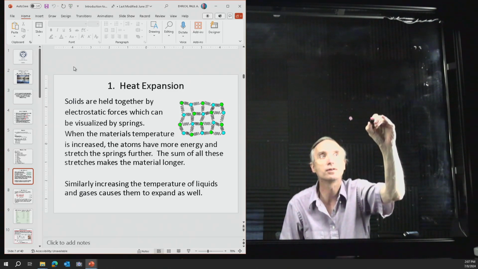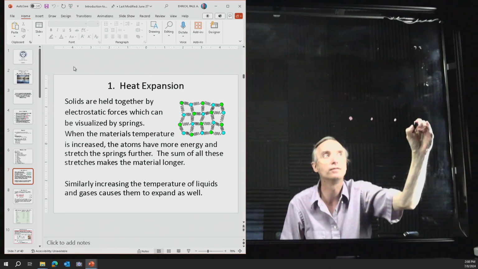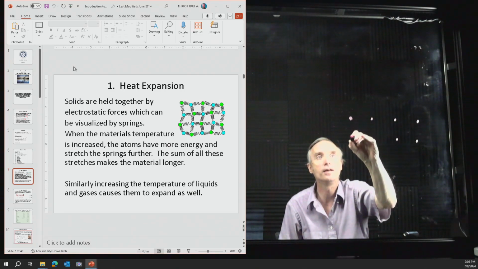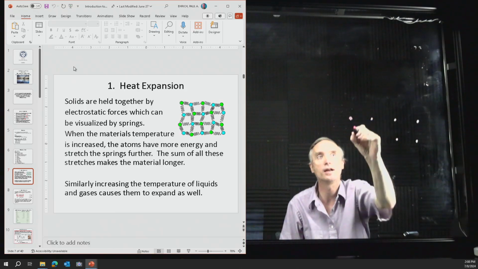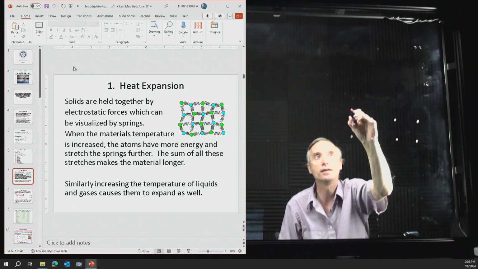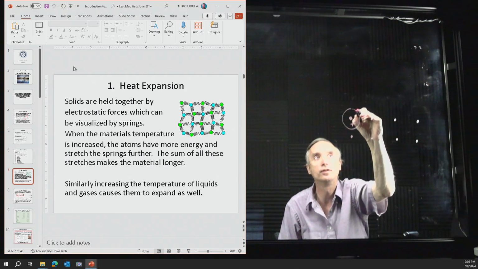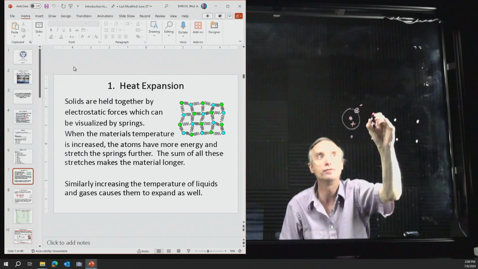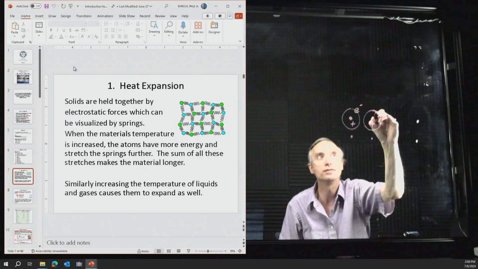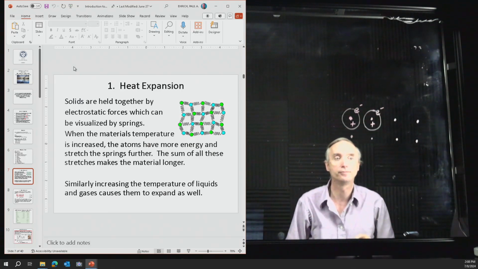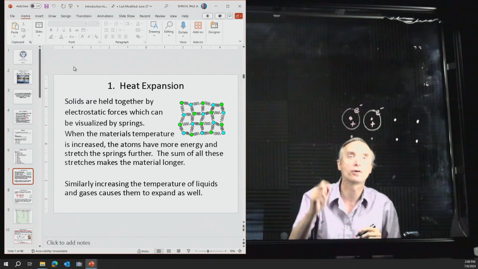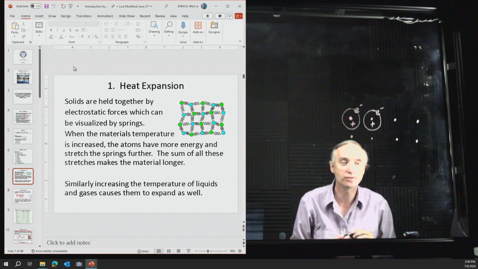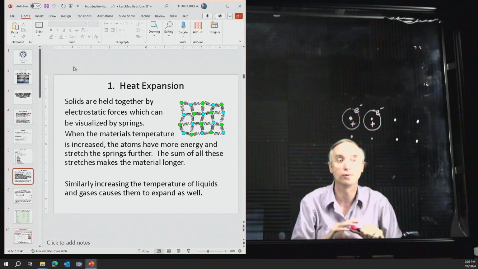So this is going to represent the atoms of the solid, which is going to be making up some kind of a lattice. And then each one of these atoms is going to have a positive nucleus, and negative electrons that are in orbit around it. So the forces that are holding this solid together are electrical forces. Opposites attract, and like charges repel.